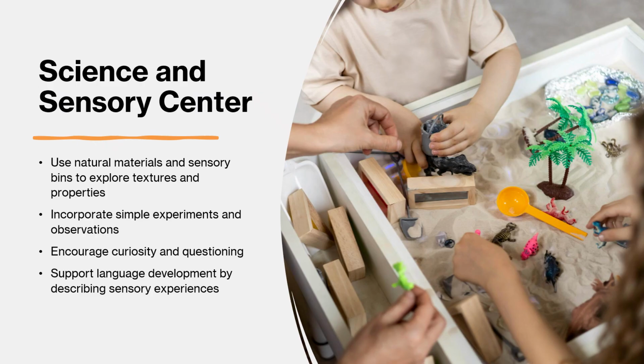The Science and Sensory Center engages children's curiosity about the natural world and their senses. Sensory bins filled with materials like sand, water, dirt, all encourage tactile exploration. Natural objects like rocks, feathers, and shells invite sorting and classification. Simple experiments, such as mixing colors or observing changes in materials, encourage observation and hypothesis making.